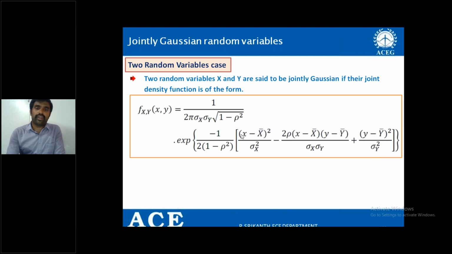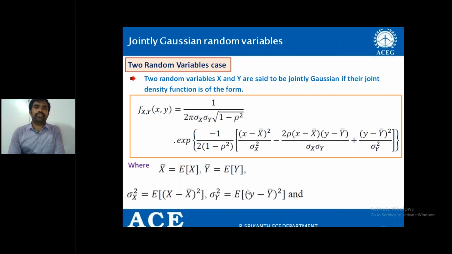Here, sigma x square and sigma y square are nothing but the variances of random variables x and y. x bar is the expectation of x, that is, the mean value of the random variable x, and y bar is the expectation of y, that is, the mean value of the random variable y.